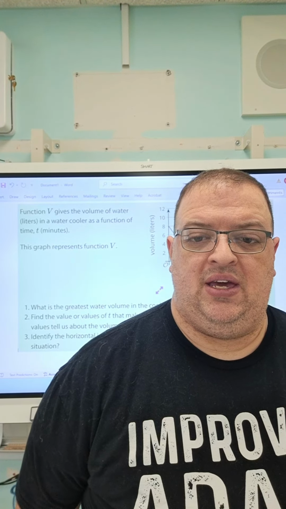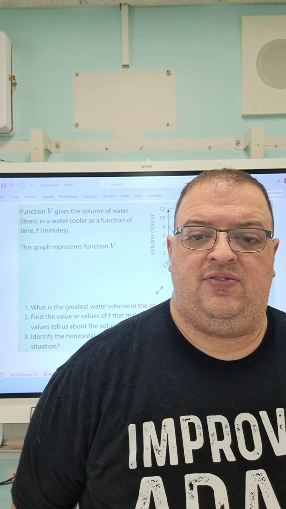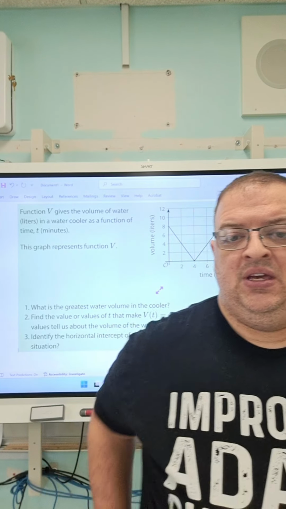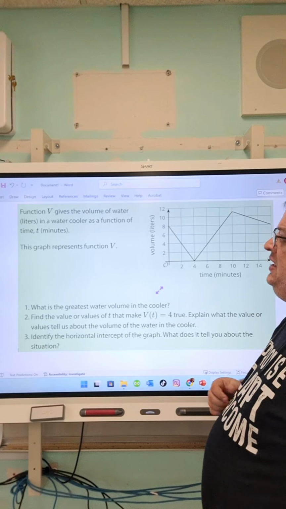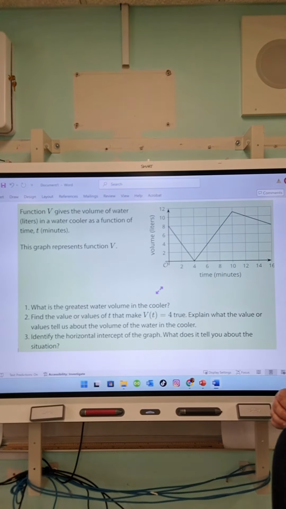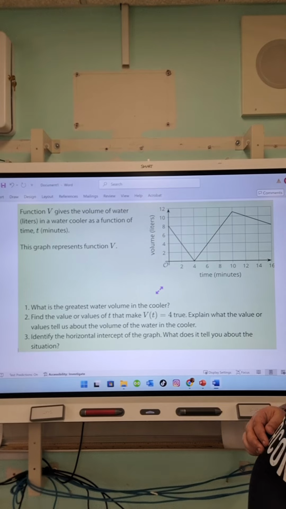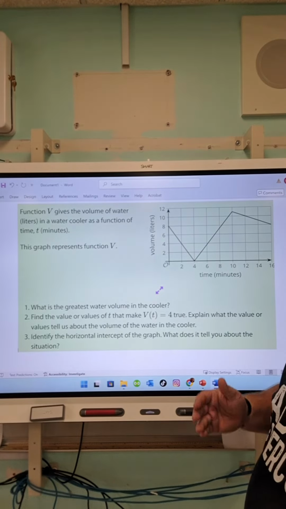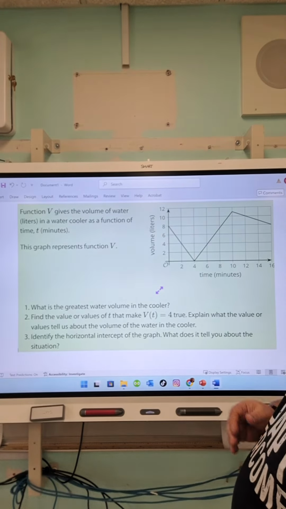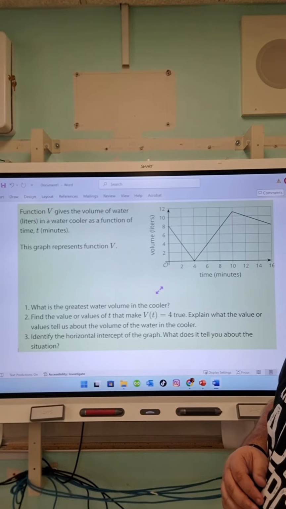Today what we're looking at is how to interpret the graphs of functions. So if you look at this example here, it tells us function V gives the volume of water using liters in a water cooler as a function of time using minutes. This graph represents function V.